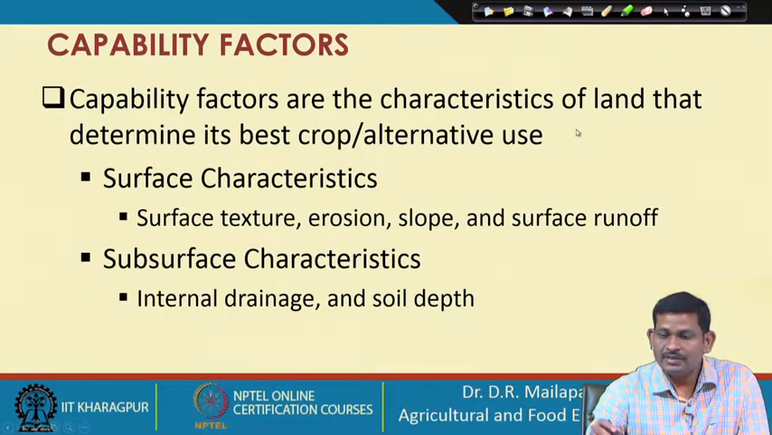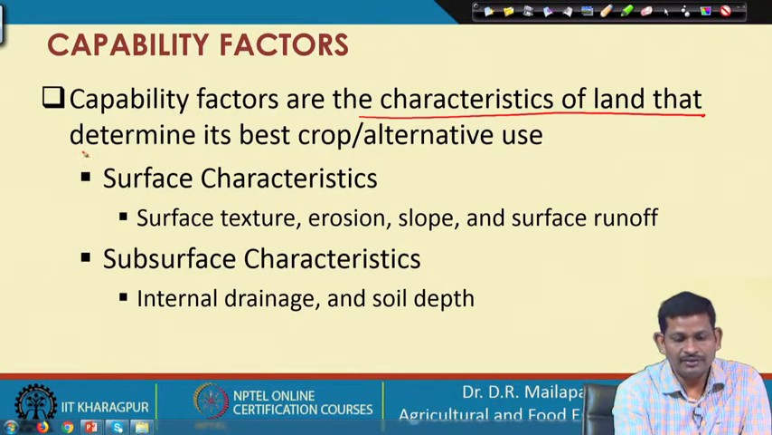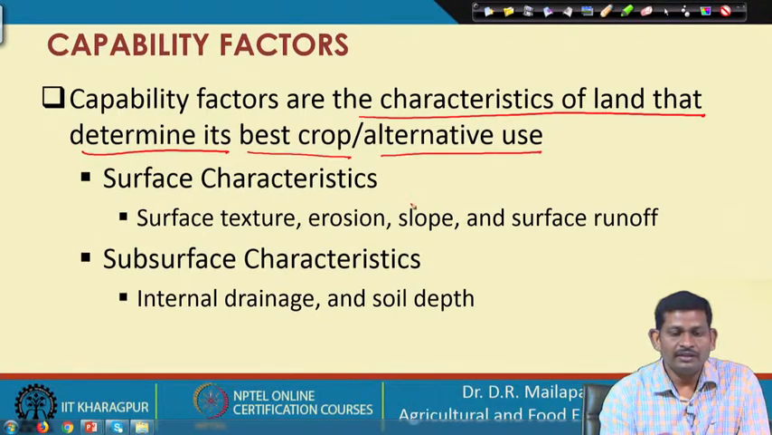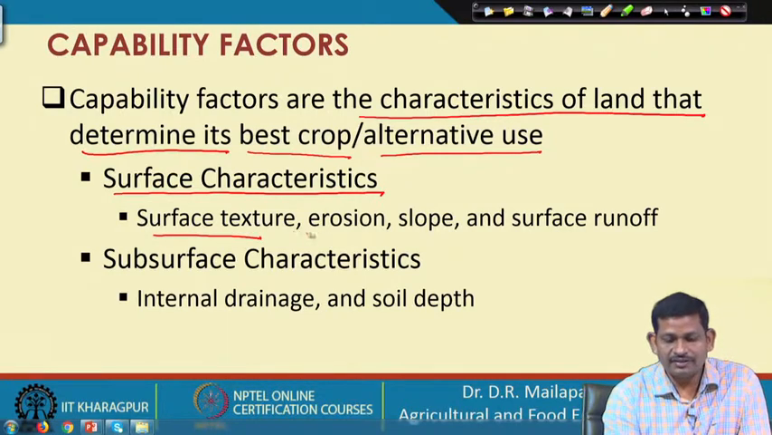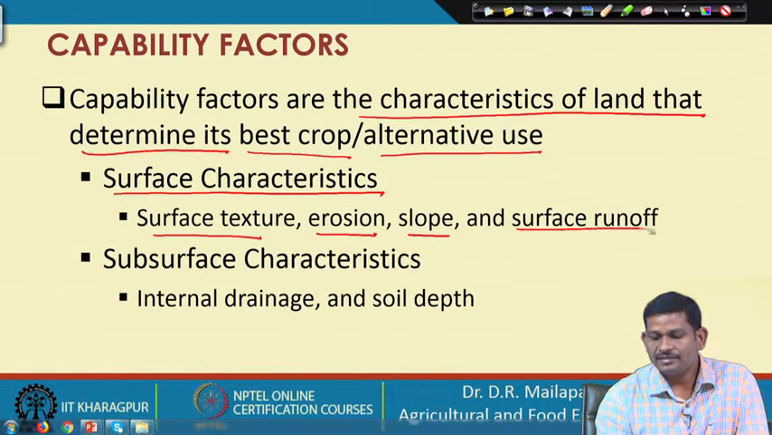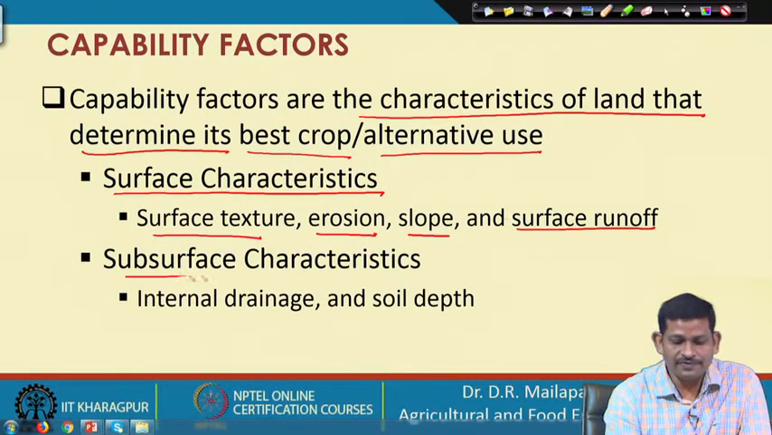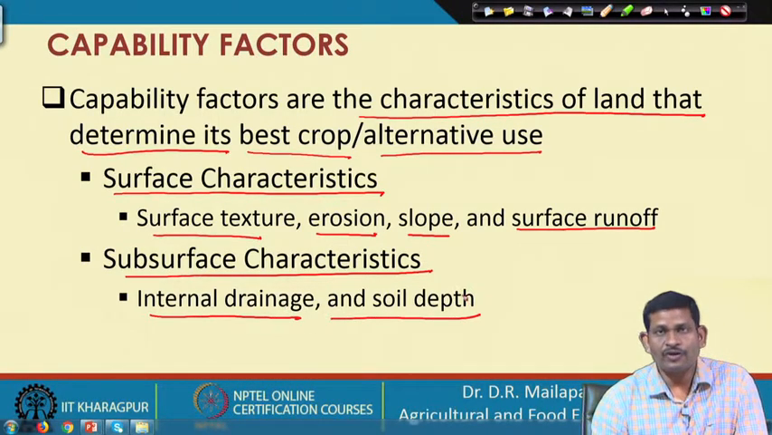And then capability factors. These are the characteristics of the land that determine its best crop or alternate use. The capability factors are, for example, surface characteristics such as surface texture, erosion, slope, and surface runoff. These are all the factors which define the land capability. Subsurface characteristics are such as internal drainage, subsurface drainage, and soil depth.